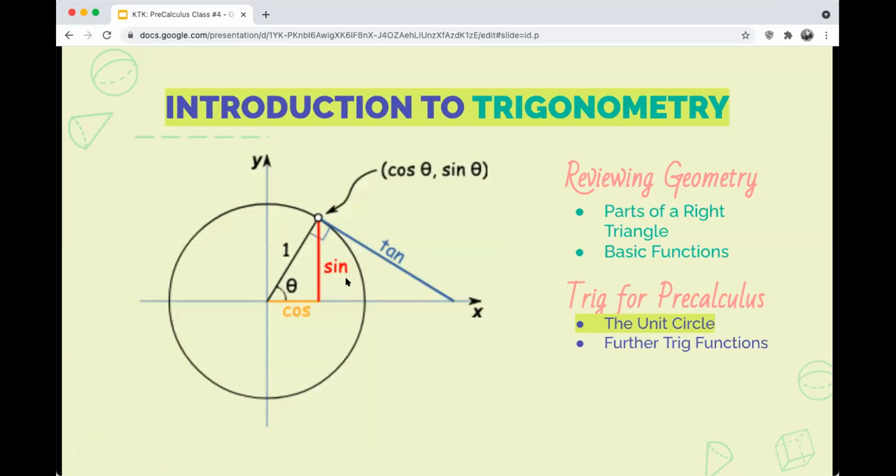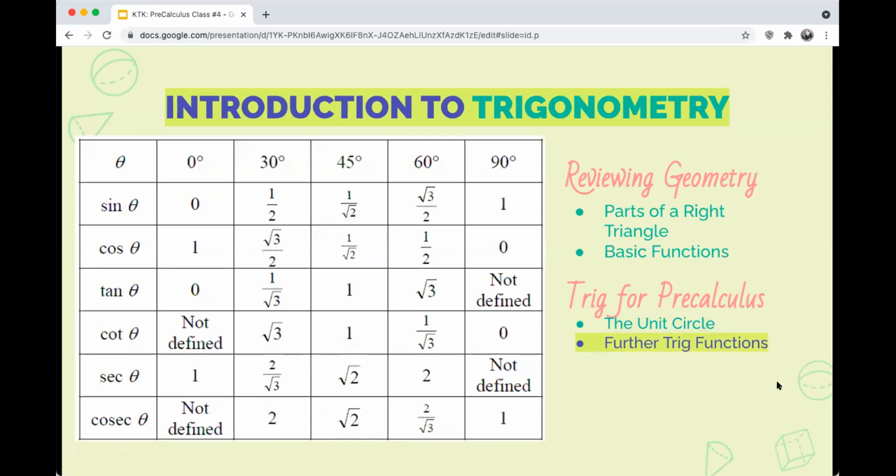This is just another representation of it. So you have the sine, cosine, tangent, and then that 1 and the theta over there. And again, cos theta, sine theta. And here are your further trig functions. The ones we're going to be adding on are cotangent, secant, and cosecant, and they're pretty straightforward. Cotangent is 1 over tangent, secant is 1 over cosine, and cosecant, which is usually abbreviated as CSC, not COSEC, is 1 over sine theta.